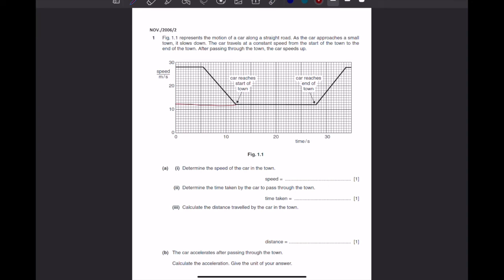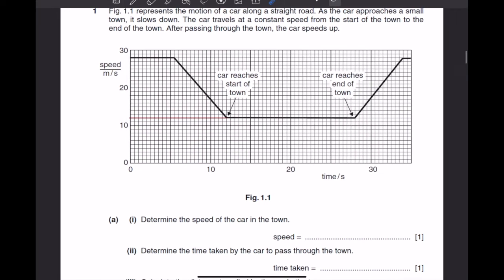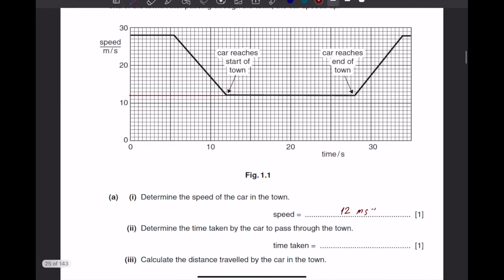I'd have to read the value of speed from the y-axis. If you look at the y-axis, it's basically 10 units with 10 boxes, so each box must be equal to 1 meter per second. And I can find out the speed as 12 meters per second. That is something I can directly read. Please note, if there's a question where the unit is not given in the answer space, then it is your part of the job to write down the unit.